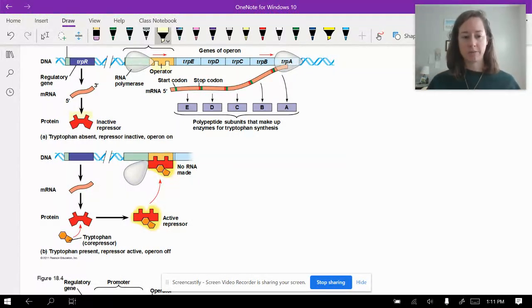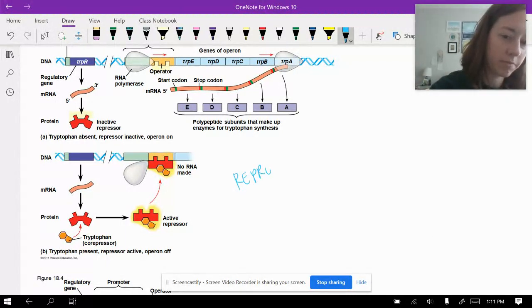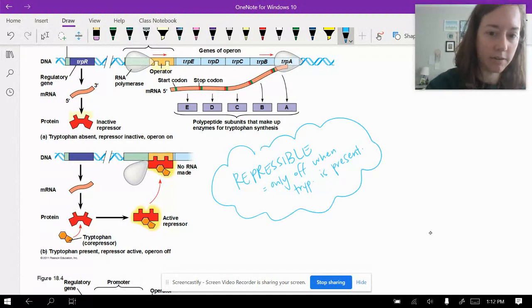Eventually, the tryptophan will release from the repressor, it will become inactive again, and the cell will start to produce more tryptophan. And that will happen once the tryptophan levels get low in the cell and the cell needs to produce more. So in summary, this is a repressible operon. And it's only off when tryptophan is present. And the rest of the time, it is on and active.